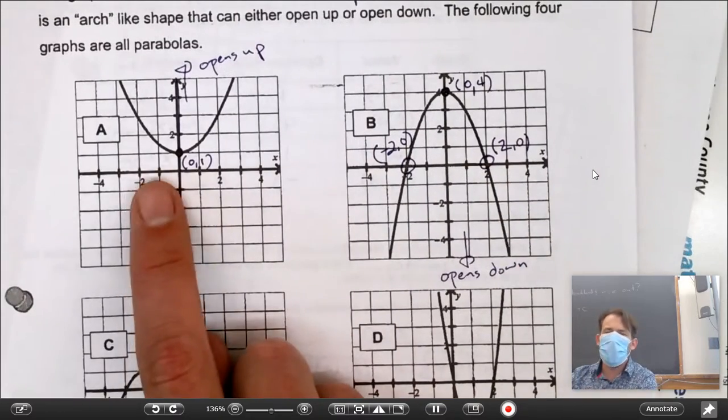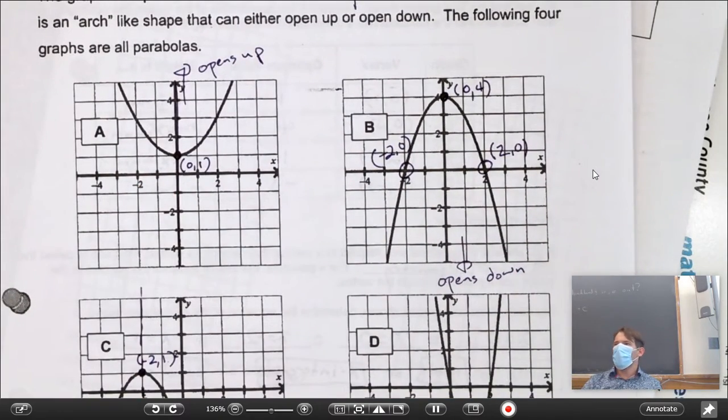Where's the zeros for A? Black, right? Thank you, Boston.